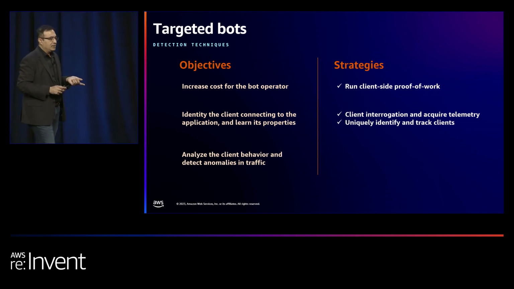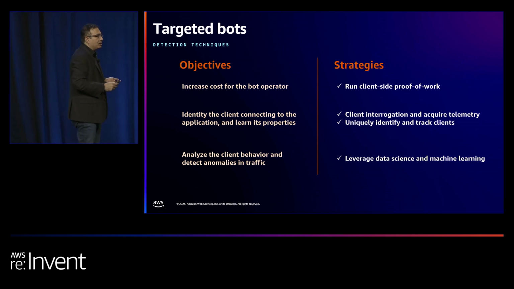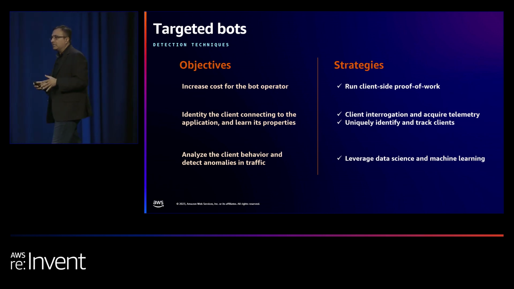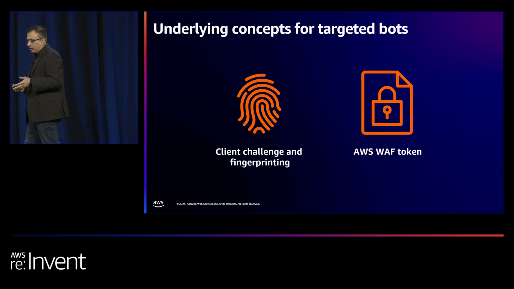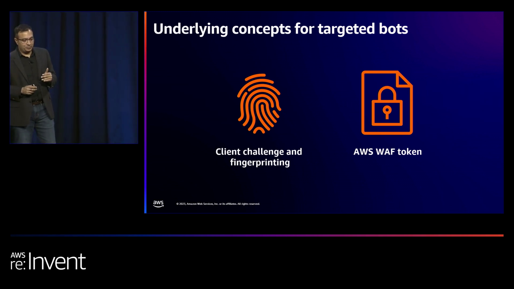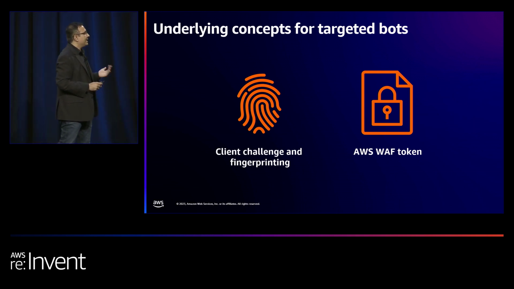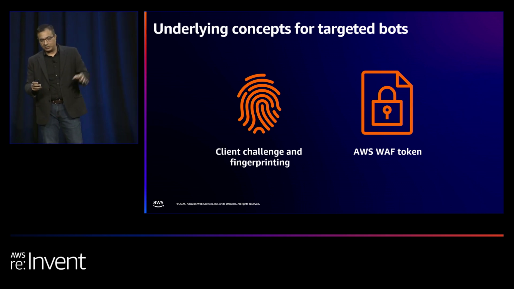Lastly, there is a lot about data science and machine learning. Most of our techniques to detect targeted bots are deep-rooted in statistical analysis and machine learning. Few concepts that we briefly touched upon just now. The first one is client challenge and fingerprinting, and the second is AWS WAF token. These two are really important for targeted bots.